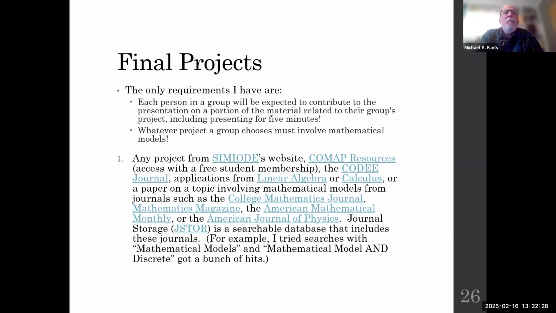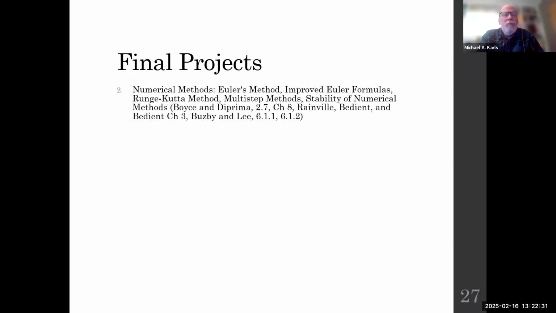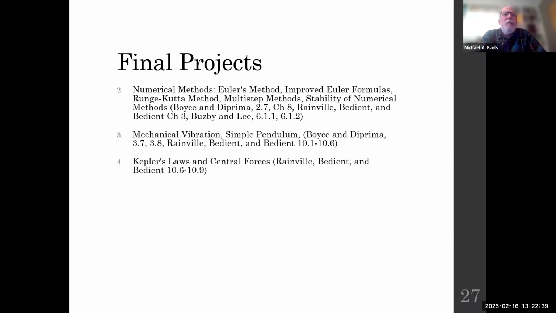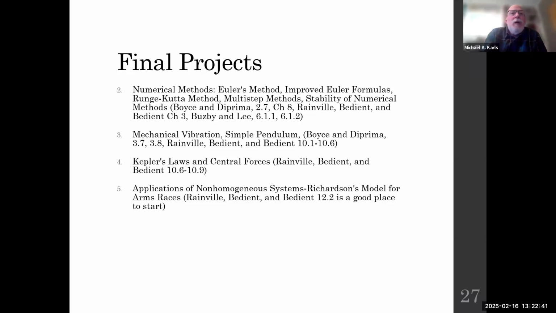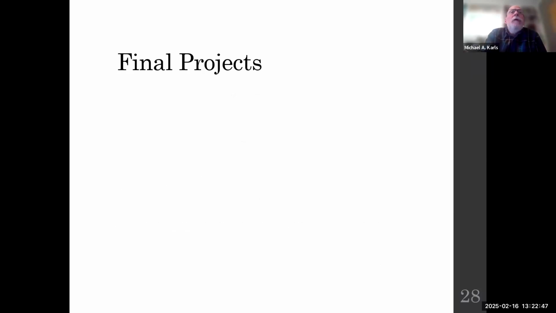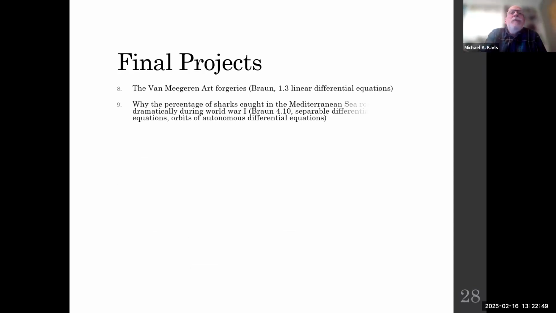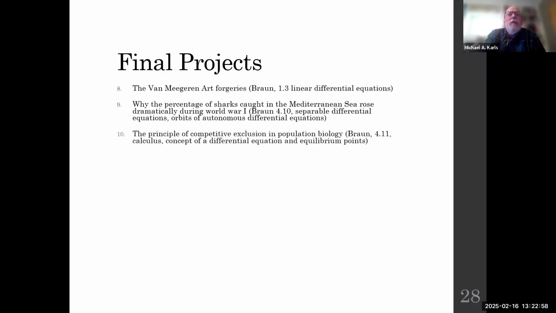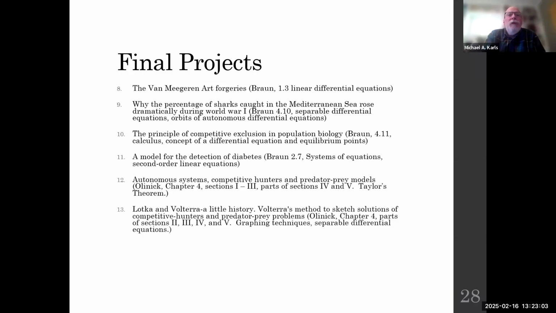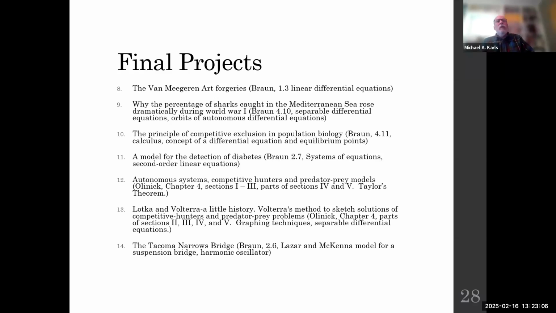modeling related projects. Okay, now I will admit that I'm somewhat biased. This is a bunch of examples of things you could use, and I've actually used this in my differential equations class. But these are numerical methods, mechanical vibrating, Kepler's laws, things like Richardson's arms race model, electrical circuits, terminal velocity, Van Meegeren art forgeries. This is stuff from a book by Martin Braun. This also comes from Martin Braun's book. I'm looking at shark populations in the Mediterranean. Competitive exclusion, detecting diabetes, some competitive hunters, Lotka and Volterra, and then Tacoma Narrows Bridge.